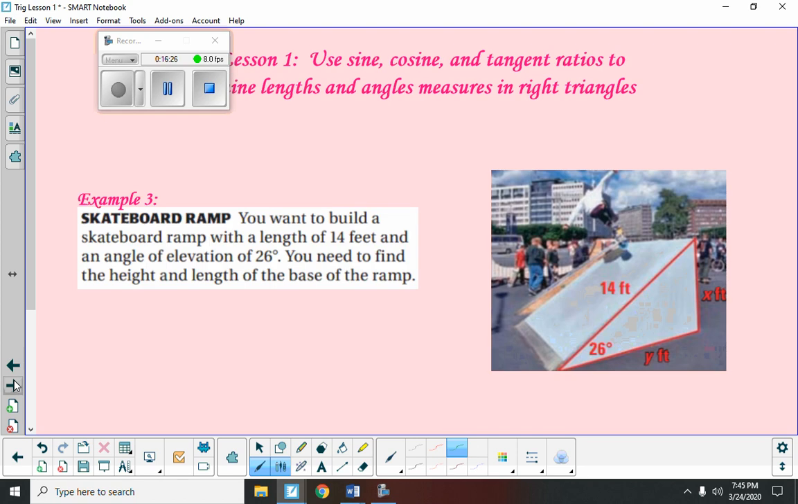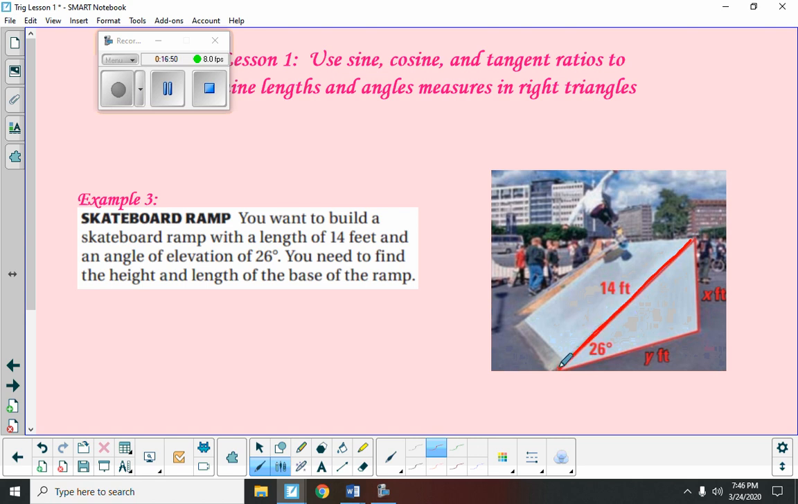All right, let's do a word problem. You want to build a skateboard ramp with a length of 14 feet, an angle of elevation of 26 degrees. You need to find the height and the length of the base of the ramp. Okay, so let's just talk about this a little bit. So the skateboard ramp has a length of 14. When it talks about the length of the actual ramp, it's talking about like the length of the board you would have to use to build that ramp.